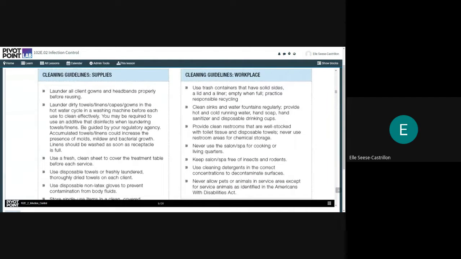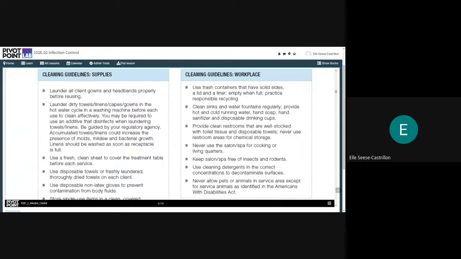So cleaning guidelines for supplies. Launder all client gowns and headbands properly before you reuse. Launder dirty towels, linens, capes, and gowns in the hot water cycle in the washing machine before each use to clean effectively. Use a fresh, clean sheet to cover your treatment table before each service. Use disposable towels or freshly laundered, dried towels on each client. Use disposable non-latex gloves to prevent contamination from bodily fluids, and also store your single-use items in a clean, covered container.